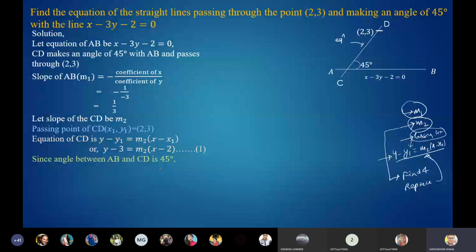Can anyone tell me what is the formula to find the angle between the two lines? Can any student tell me what is the formula to find the angle between the two lines? Can anyone tell me? Just turn on your microphone and speak here. Okay, just tell me the formula of tan theta. Okay, Raghav will say. Raghav, can you tell me what is the formula to find the angle between the two lines?